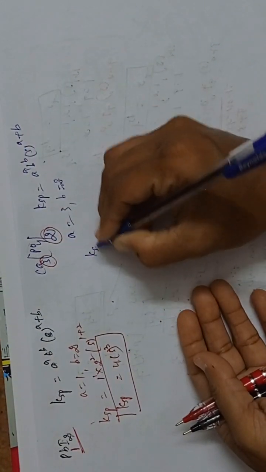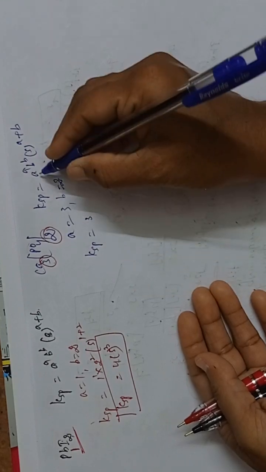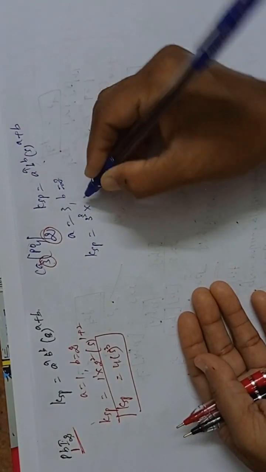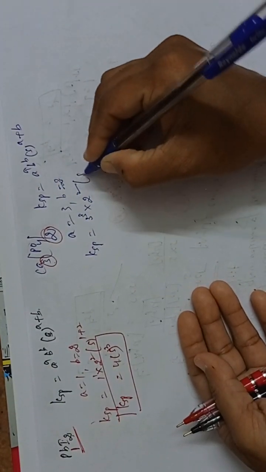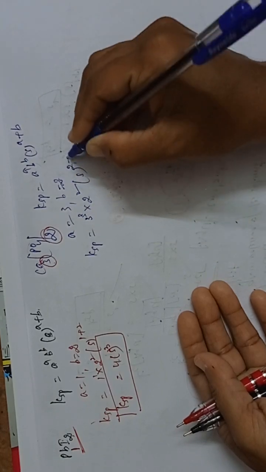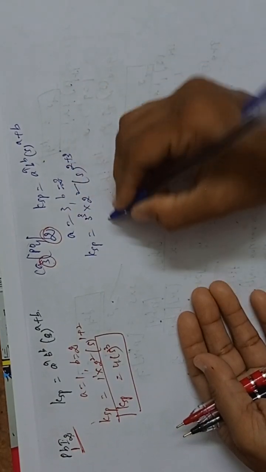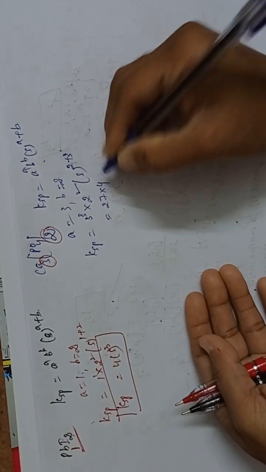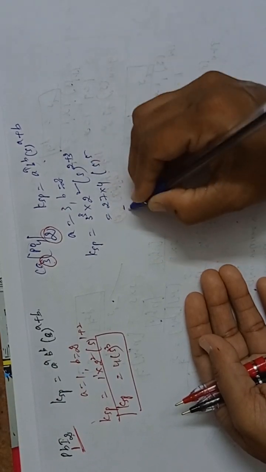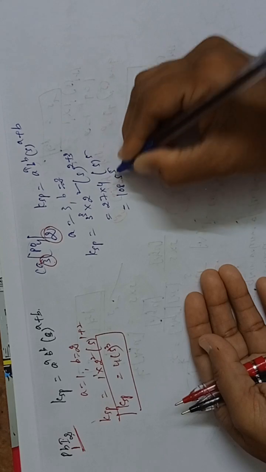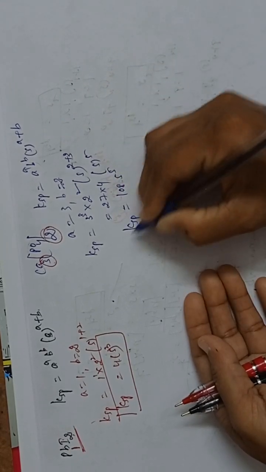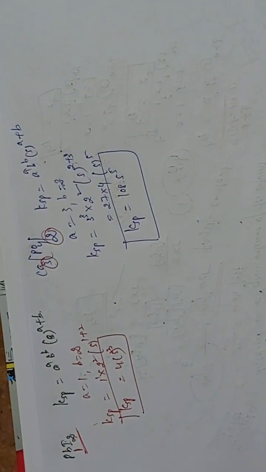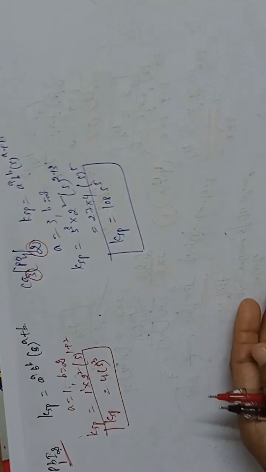Substitute in this formula. KSP is equal to 3^A, 3^3, B^B, 2 square, into S to the power of A plus B, that is 3 plus 2. Clear? How much, students? 3 cube means how much? 27 into 2 square 4, S to the power of 5. Then you will get 108 into S to the power of 5. This is the solubility product constant relation. Clear? This is for calcium phosphate, students.